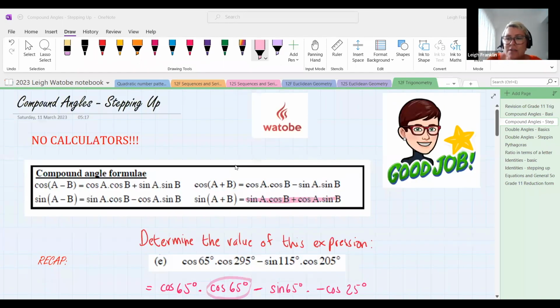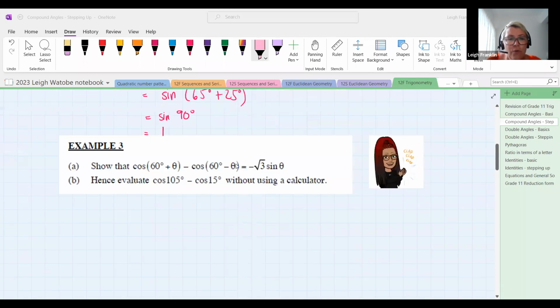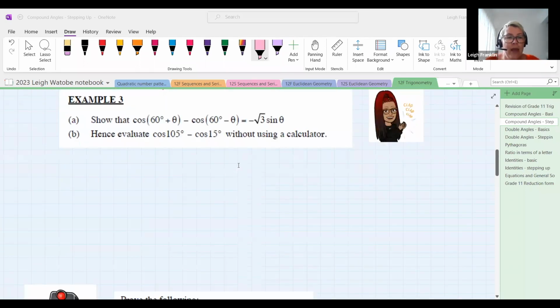Okay, all right, let's go on and have a look. Sorry, I should have asked you guys if there were any more questions before moving off, but I think we are okay now. Another common thing that comes up in Trig a lot is where they ask us to show or prove things.